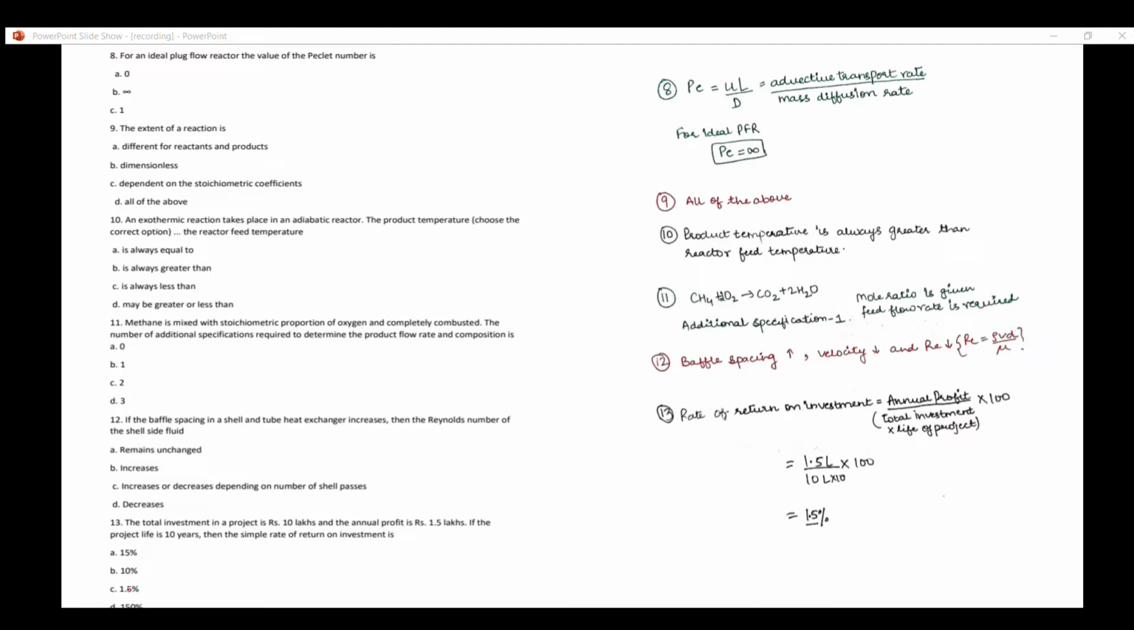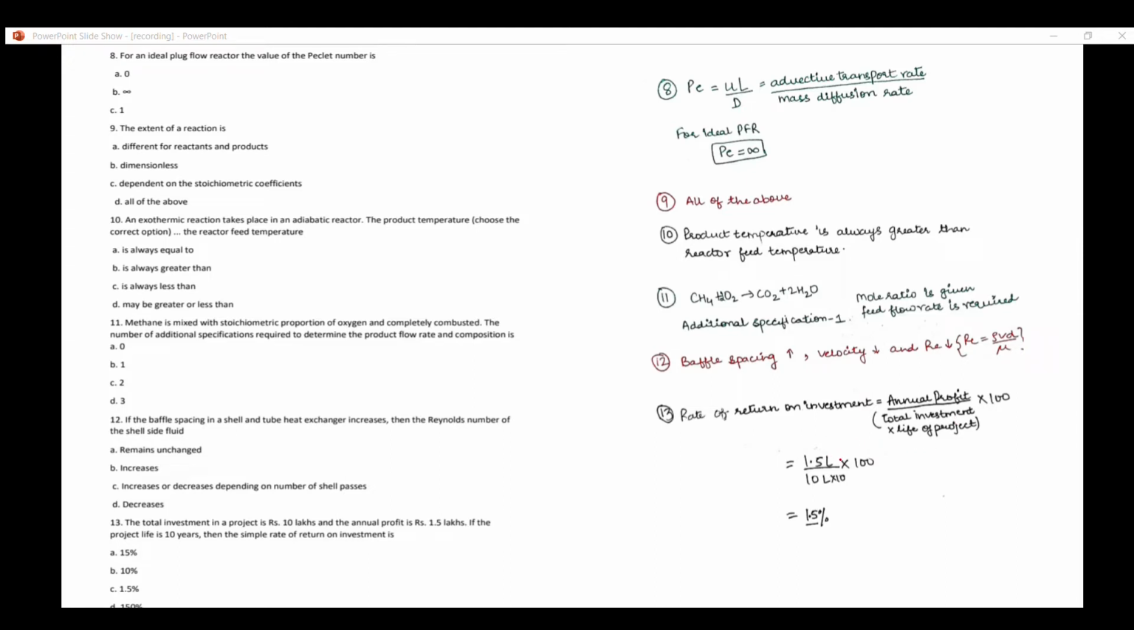Next, the total investment in a project is 10 lakhs and the annual profit is 1.5 lakhs. So if the project life is 10 years, the simple rate of return on investment. Rate of return on investment is given by this formula. We are multiplying the life of project with the total investment because the rate of return will never be the same for every year. Therefore, we are multiplying the life of project with total investment.